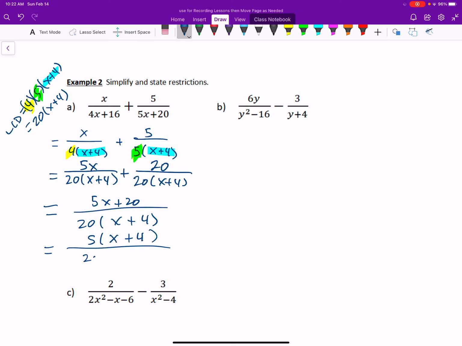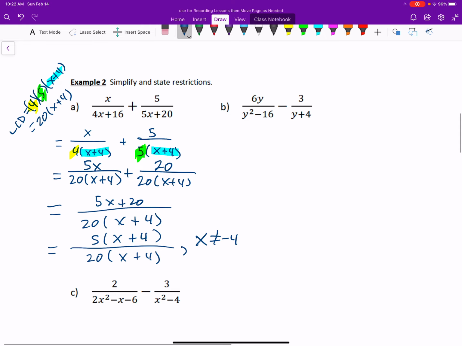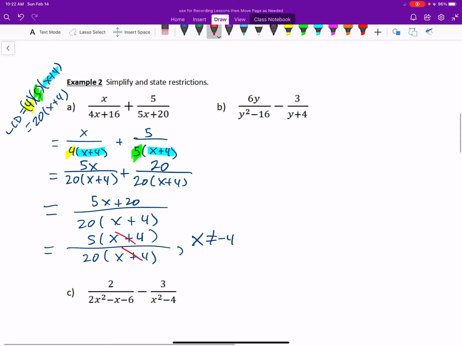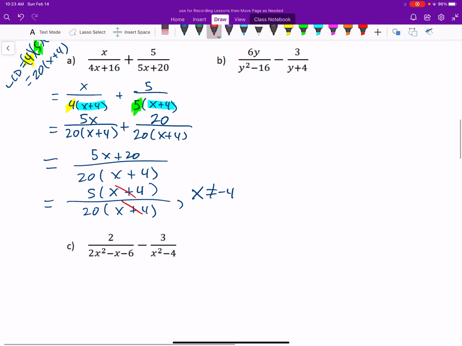And here is a case where once I've simplified the top, I do have a factor that I can reduce, right? This x plus 4 can be reduced in the top and the bottom. Before I reduce it, I'm going to do my restrictions. X cannot equal negative 4. But as far as reducing goes, these cancel out. I'm left with 5 over 20, which reduces to 1/4. So I can also reduce these guys here. 5 goes into itself once and into 20 four times. So my answer is 1/4. Maybe I'll put a circle around my answer here and my restriction there just so they stand out a bit more.